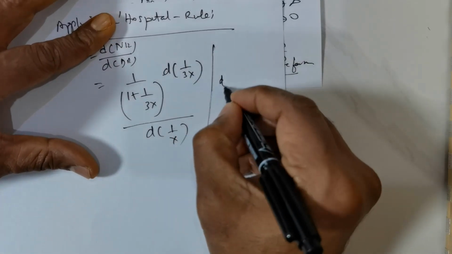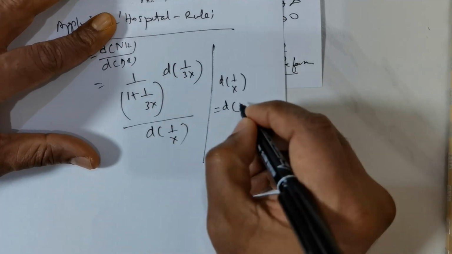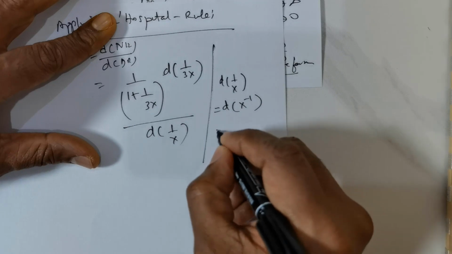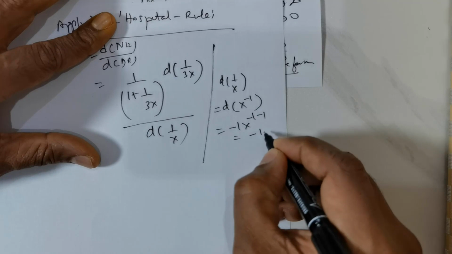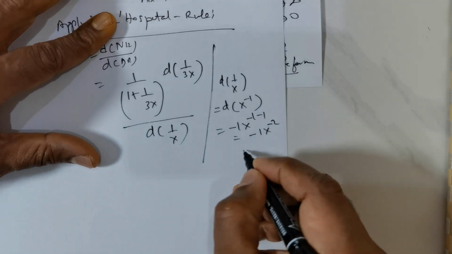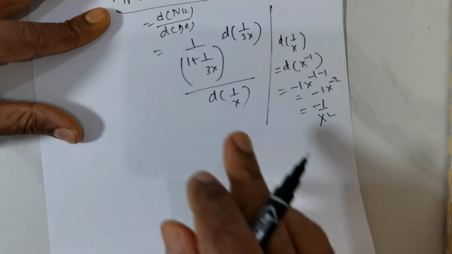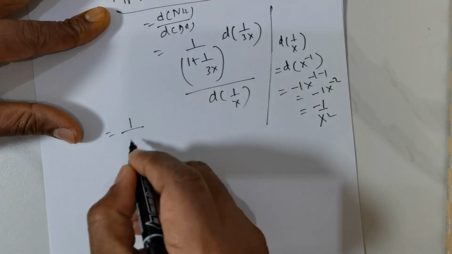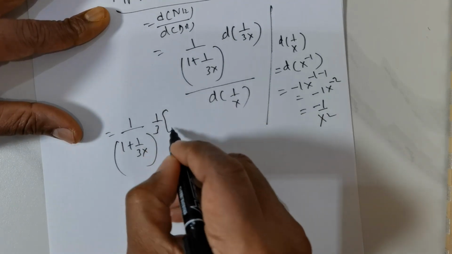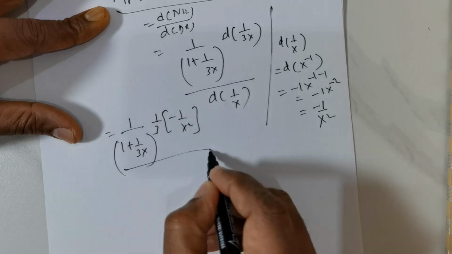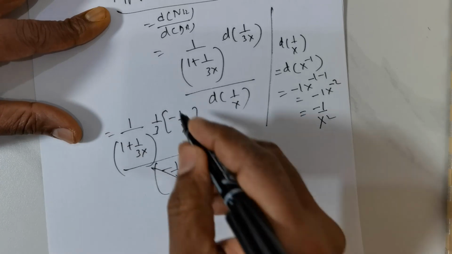Now let me show you what is the derivative of 1/x. This is nothing but d of x raised to the power of negative 1. I differentiate, I get negative 1 times x raised to the power of negative 2, which is nothing but negative 1 over x squared. This is what I get. So if I were to apply that, this is going to be 1 over (1 + 1/(3x)). Differentiation of this is going to give me negative 1 over x squared, divided by differentiation of this, negative 1 over x squared, right? So these two can be cancelled.